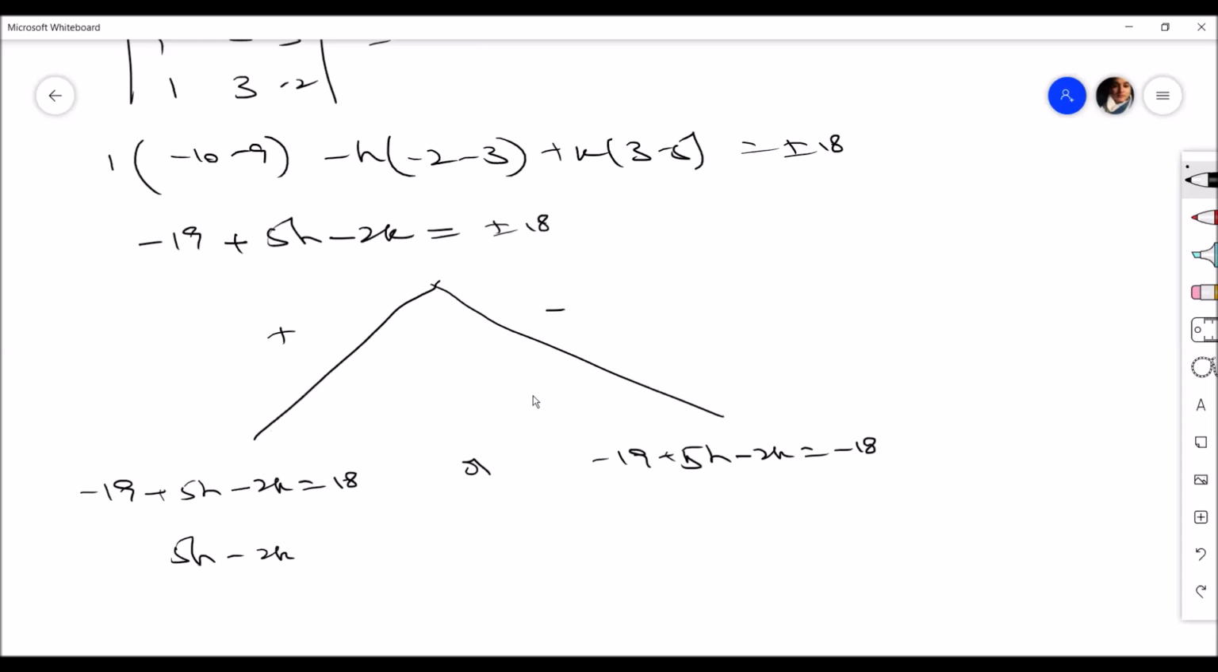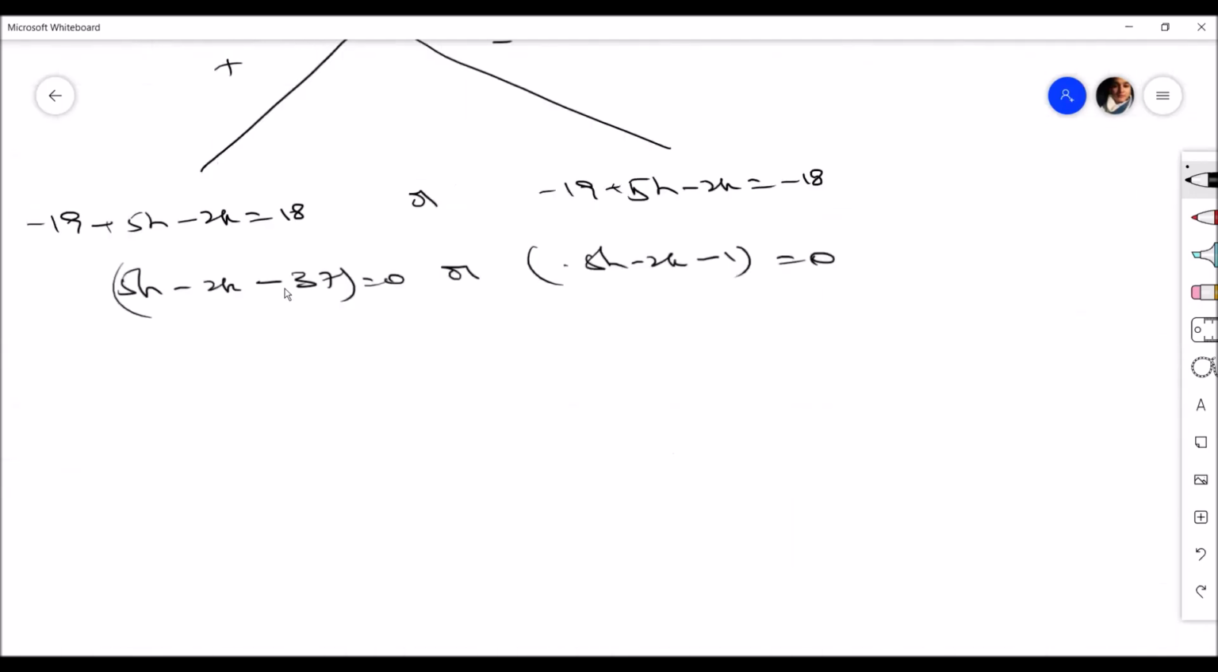So 5h minus 2k minus 37 is equal to 0, or 5h minus 2k minus 1 is equal to 0. Okay, so either this is 0 or this is 0. Can I just write both of these into a single statement as 5h minus 2k minus 37 into 5h minus 2k minus 1 is equal to 0? I'm taking a product so that either this is 0 or this is 0. Okay?